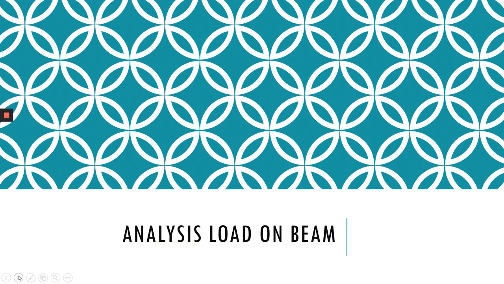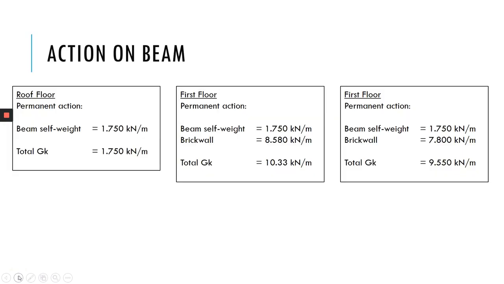Next is analysis load on the beam. So for the analysis load on the beam, we have to calculate action on the beam for the roof floor, first floor, and also ground floor. Okay, so what are the elements that will contribute load or action on beam for each floor?